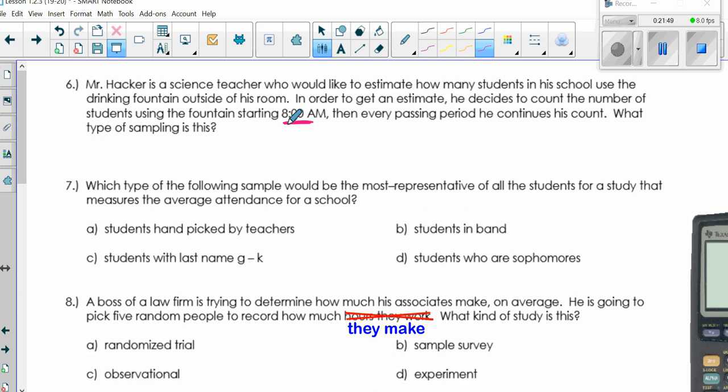Okay, so what this means is at 8 a.m., he's going to count how many people are outside drinking out of his drinking fountain. And then next passing period, he's going to continue that count. Next passing period, he's going to continue that count until he reaches the end of the day. So what type of sampling is this? Okay, there's 2 that we could say for this. One is that we could say that it's a convenience, just because it's convenient to him because it's what is closest to his room and it's on his schedule. So we could say convenience, and I would say that convenience is an okay answer.